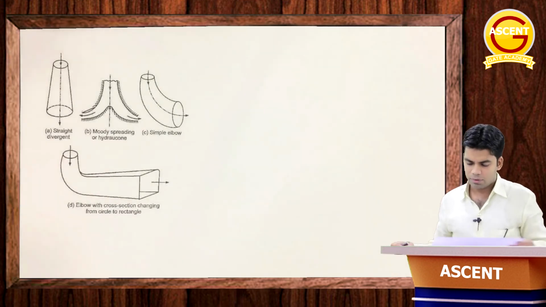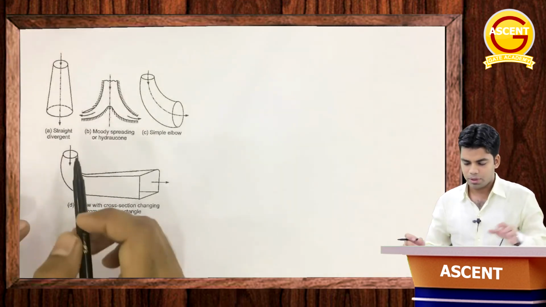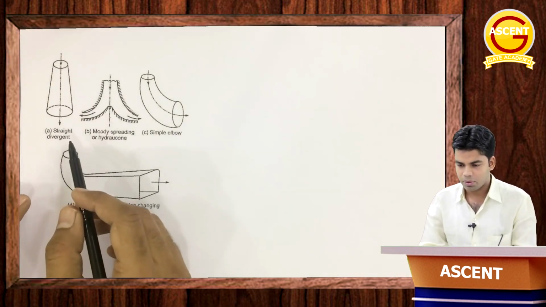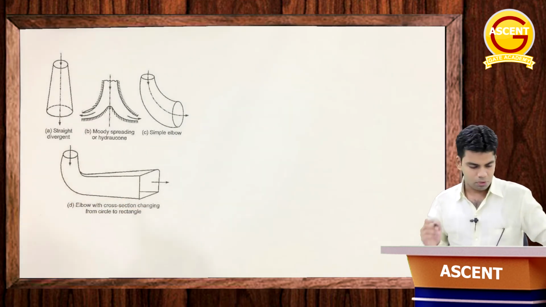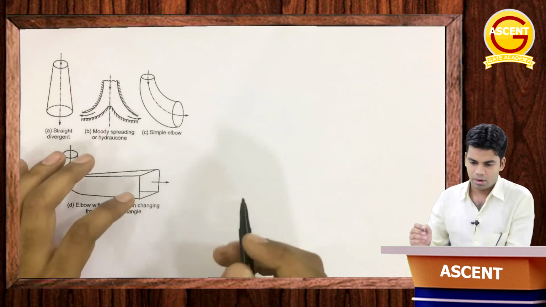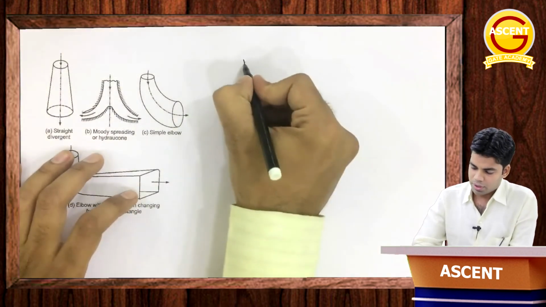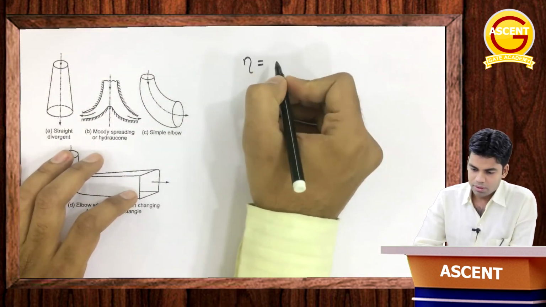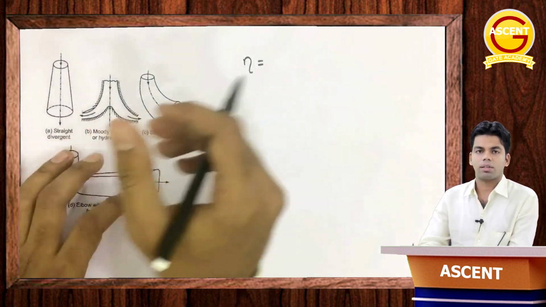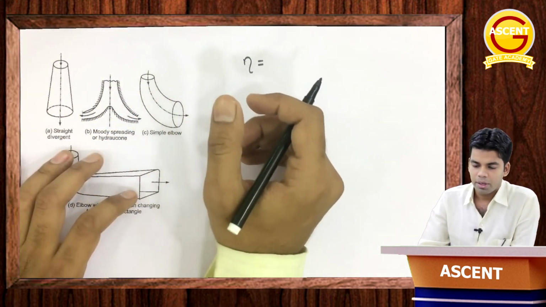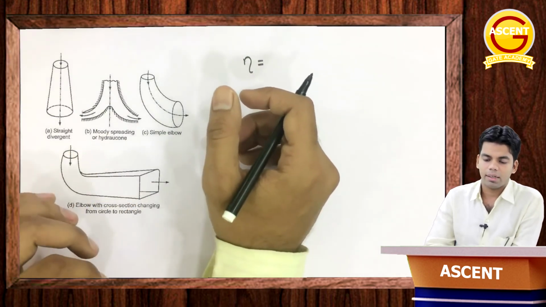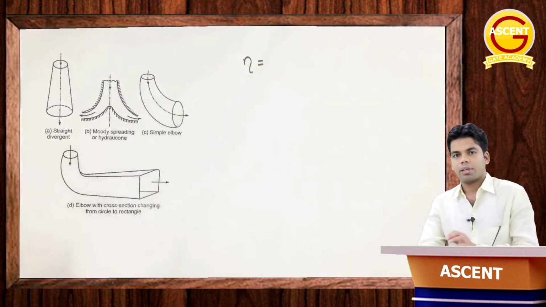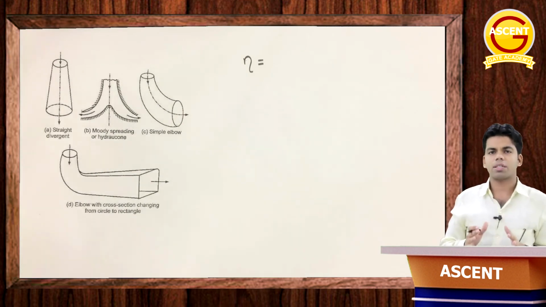Now these are the different types of draft tubes. First is the straight divergent type. This is the most commonly used draft tube. Before that, I will tell you about the efficiency of the draft tube. How can you define efficiency? The efficiency of the draft tube is defined as the ratio of actual conversion of kinetic head into pressure head in the draft tube to the kinetic head at the inlet of the draft tube. So what is the efficiency of the draft tube?